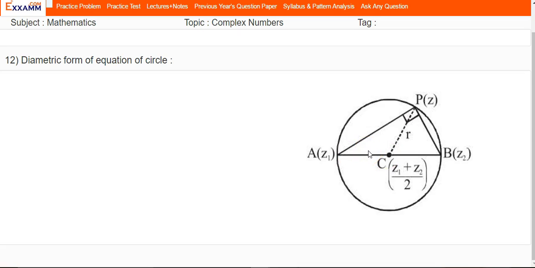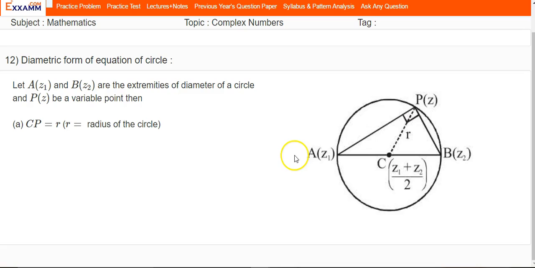First method is here, that we know that this is the radius of the circle, this is also the radius, and this is also the radius. So in that case, what is this distance? This is modulus of z minus (z1 plus z2) divided by 2. And what is the distance between this and this? z1 minus z2. So half of that distance is (z1 minus z2) upon 2.